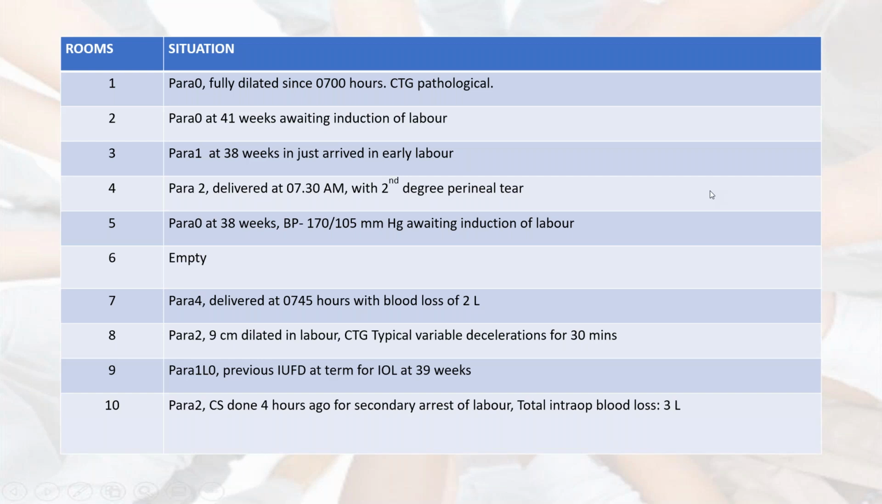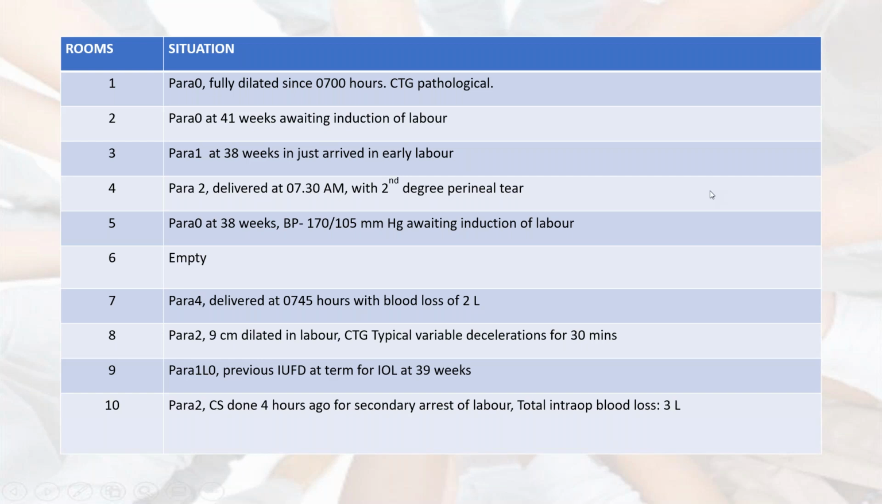If group and save is available and cross-match blood is available, then I will give the cross-matched blood. Otherwise, O negative, Kell negative blood can be given to this patient. At the same time, resuscitation as well as communication will go on simultaneously, and I will look for the cause of the blood loss. If it is tone, because of atony, I will start uterotonics and manage accordingly. If the medical management fails, I will go for surgical management.